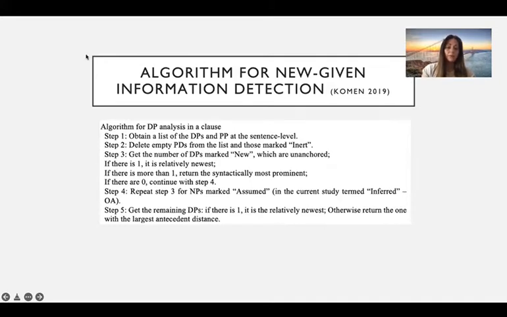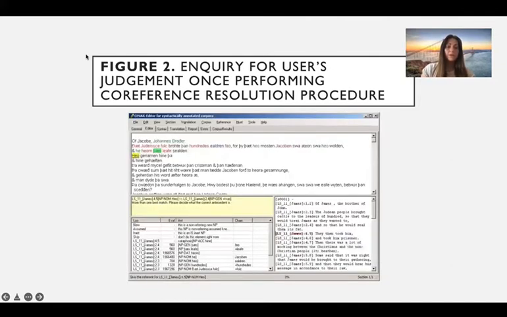semi-automatically, and the automatic search is enriched with the possibility to ask for user input in ambiguous cases. The search algorithm for new-given information detection is summarized on the slide. With the commencement of the coreference resolution process, the software automatically determines as many anaphoric links as possible, so the yellow window in figure 2. However, once a solution corresponds to one of the built-in suspicious situations, CESAX stops to ask for the user's decision.